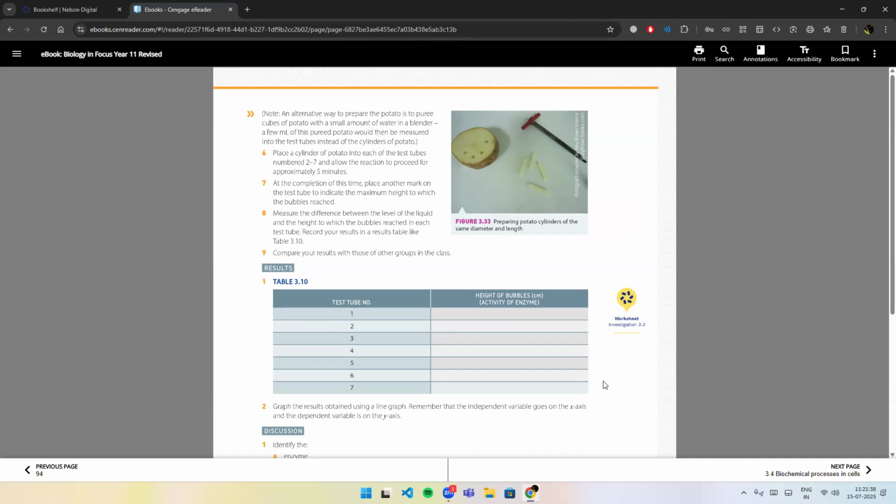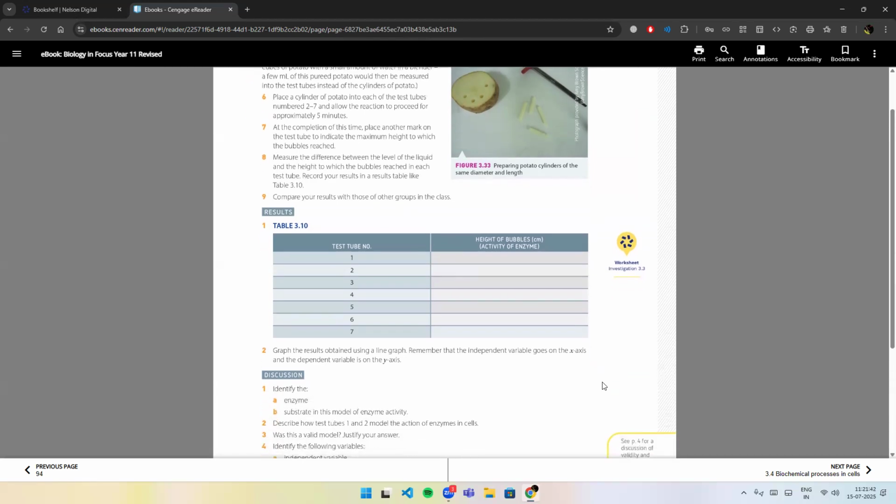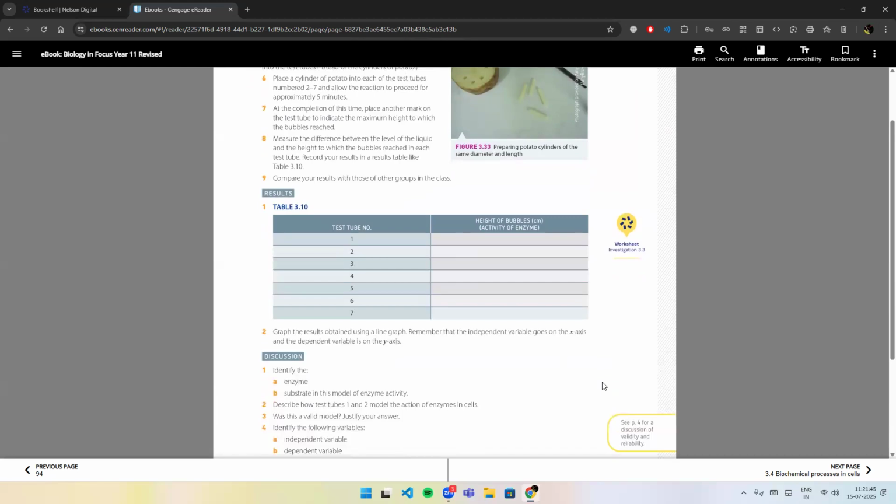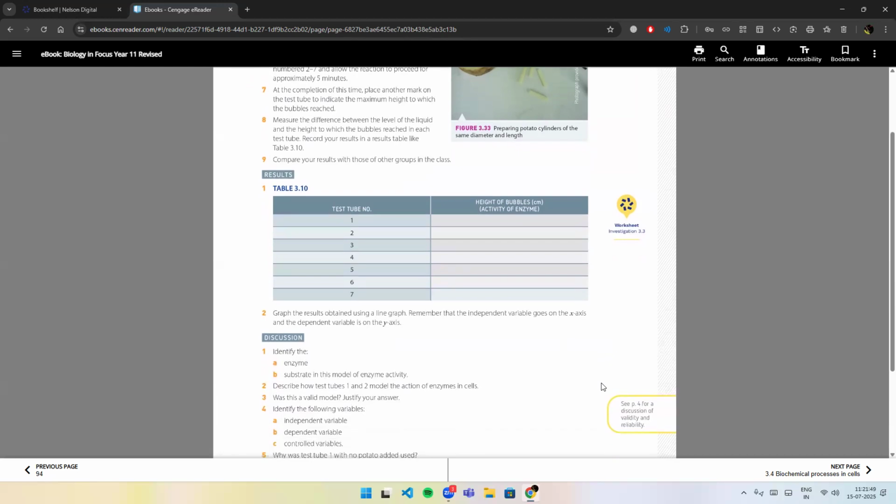Place a cylinder of potato in each of the test tubes numbered 2 to 7 and allow the reaction to proceed for approximately 5 minutes. At the completion of this time, place another mark on the test tube to indicate the maximum height to which the bubbles reached. Measure the difference between the level of the liquid and the height to which the bubbles reached in each test tube. Record your results in a result table like Table 3.10.